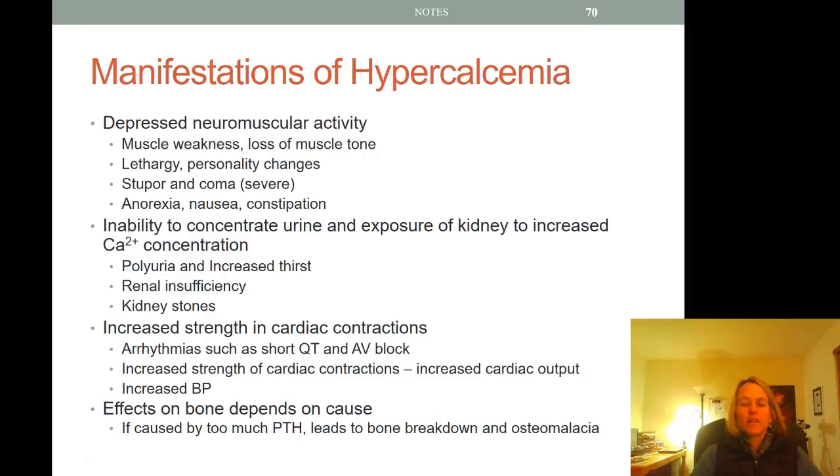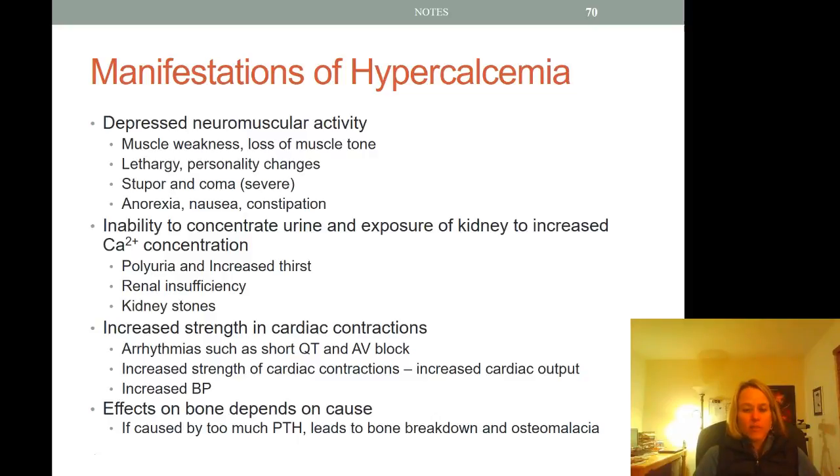You can also see an inability to concentrate urine and exposure of kidney to increased calcium concentration. This can cause polyuria and increased thirst, renal insufficiency, and kidney stones because of that supersaturation of the filtrate with calcium. Now, because we have excess calcium in the extracellular fluid, we get more calcium coming in with cardiac muscle contraction, and this is going to lead to an increased strength in cardiac contractions.